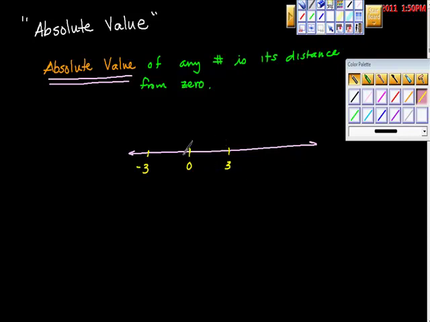Is -3 farther from 0 or +3? And if you look at the absolute value that way, it's a lot easier to understand, because how far is -3 from 0? Well, it's 3 units, isn't it? And 3 is also 3 units from 0. So there's absolute value, isn't it?